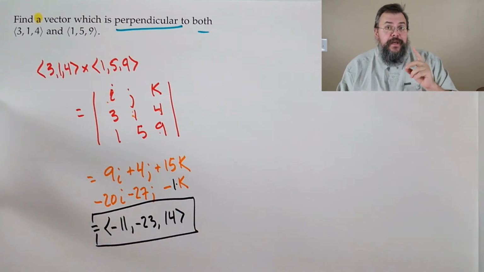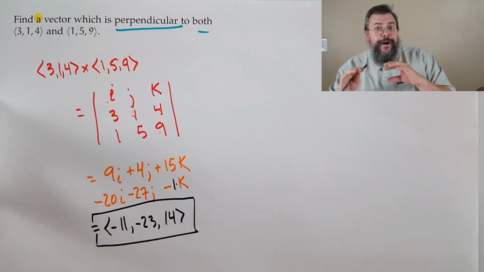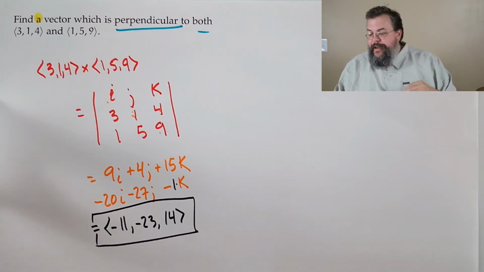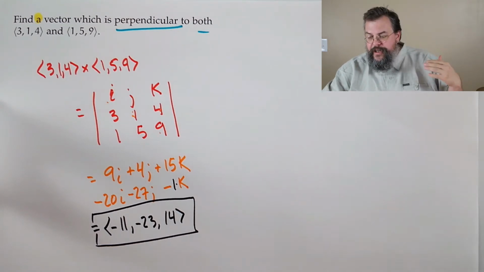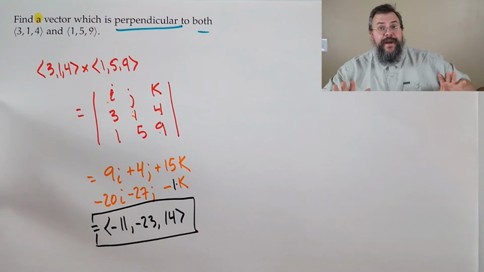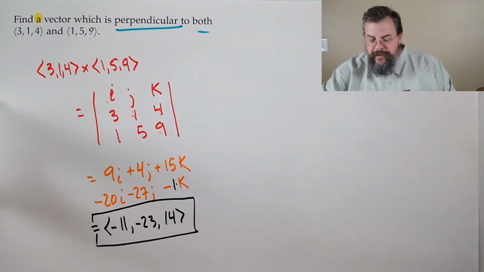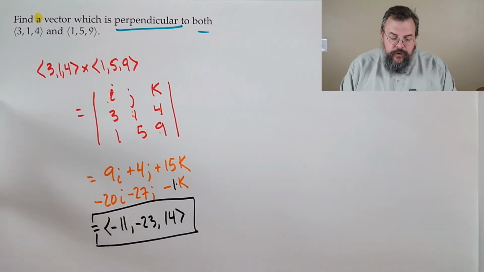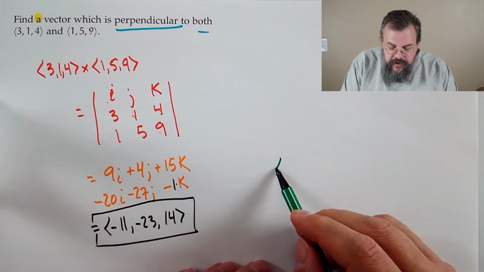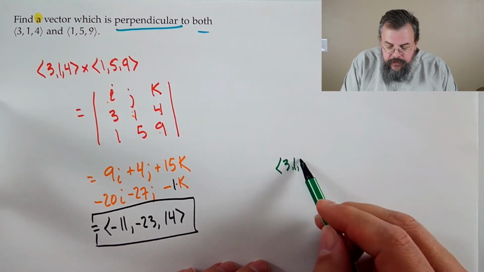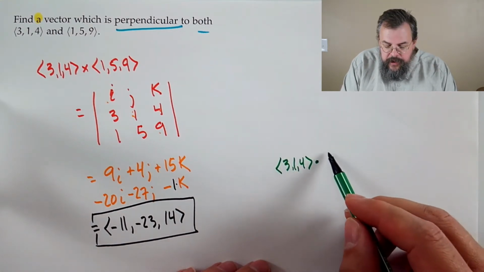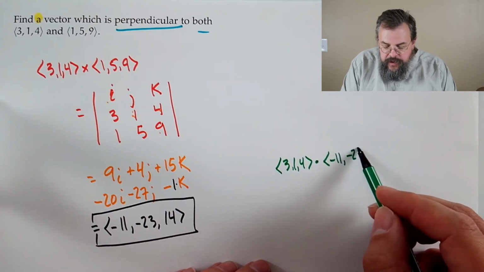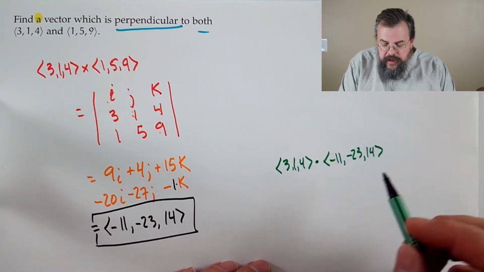Now, you might be wondering, how are we sure we didn't make a mistake? This is something which I strongly encourage you to be a little paranoid about. The way you check is you quickly do the dot products. So let's take (3, 1, 4), dot it with (-11, -23, 14), and let's see what we get.